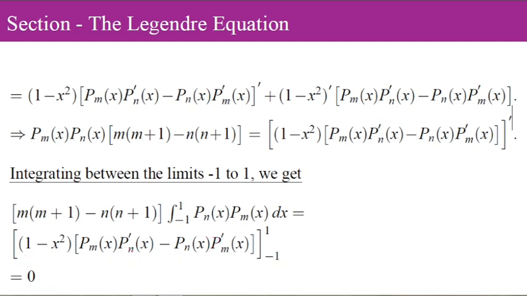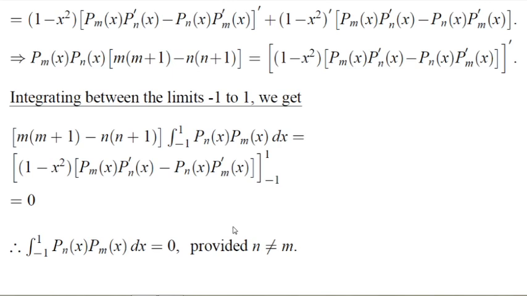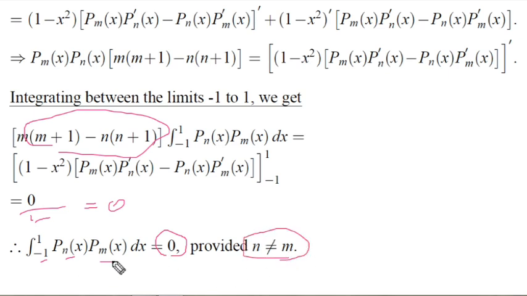So finally we get, if we bring this term to the right side, it comes in the denominator. So 0 by anything equals 0. Therefore we get integral from minus 1 to 1 of Pn of x into Pm of x dx equal to 0, where n is not equal to m. This is important: n and m are not equal. If n and m are not equal, we get the solution Pm of x into integral from minus 1 to 1 of Pn of x into Pm of x equal to 0. Hence the proof. Thank you.